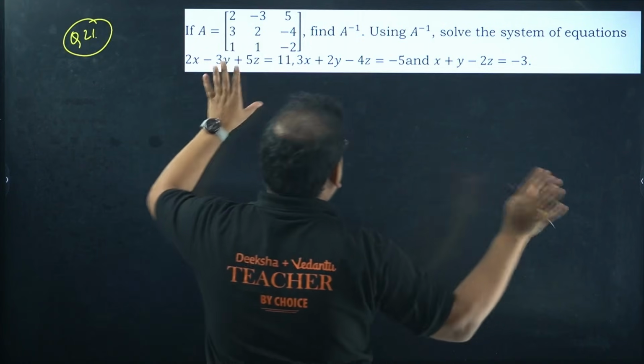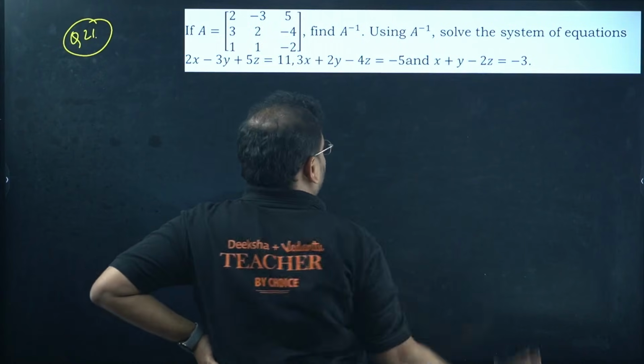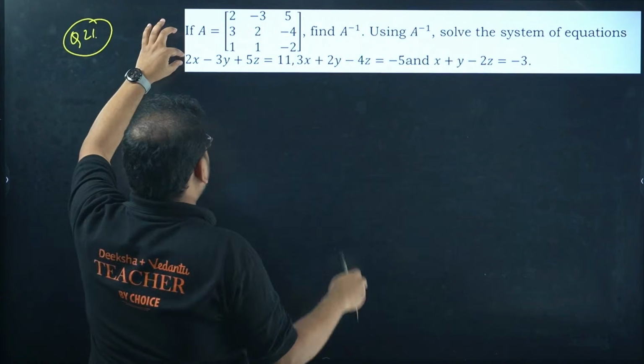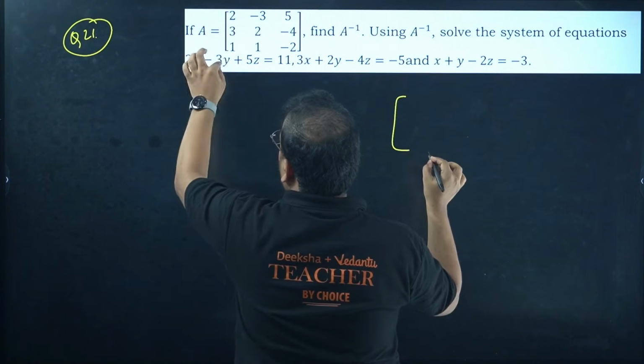Check here. Lucky for us, they are saying that find A inverse, and using A inverse find and solve this equation. Okay, that's what they're saying us, no problem. Check carefully that actually if you make this matrix over here using this particular constant, you'll get the same matrix. Check. 2 minus 3 and 5.